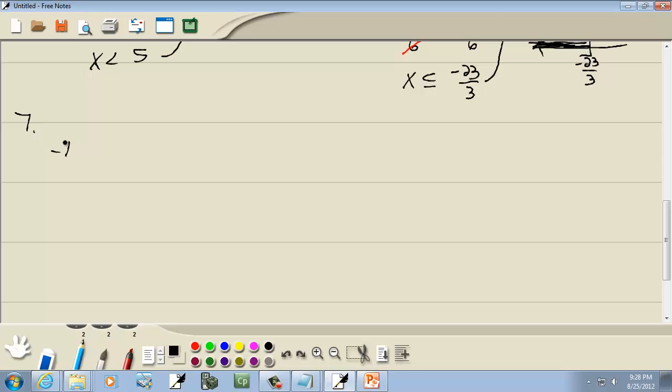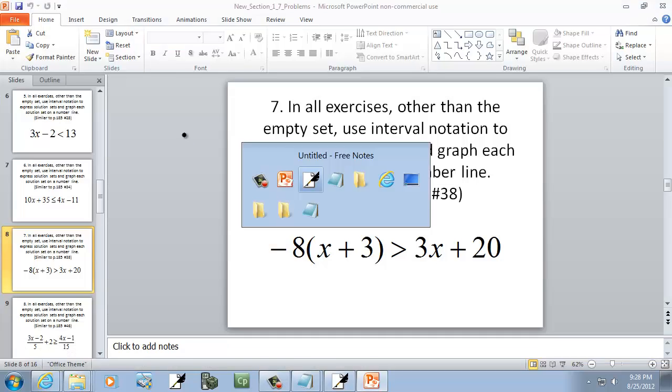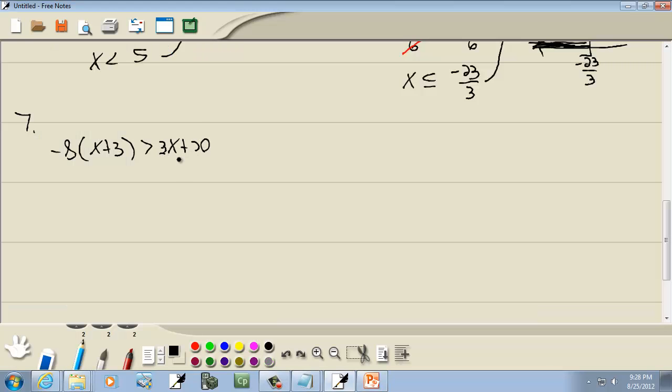So we got negative 8 times x plus 3 is greater than 3x plus 20. Okay, first step, get rid of parentheses. Well, I'm going to take this negative 8 and multiply it times the x and times the 3. Negative 8 times x is negative 8x. Negative 8 times 3 is negative 24. Now, we didn't flip our inequality symbol. That's a 20, let me look. Yeah. We didn't flip our inequality symbol. That's where you go and multiply both sides by a negative number. Well, this negative 8 was already in our problem, and besides that, it's only multiplied by a little piece.